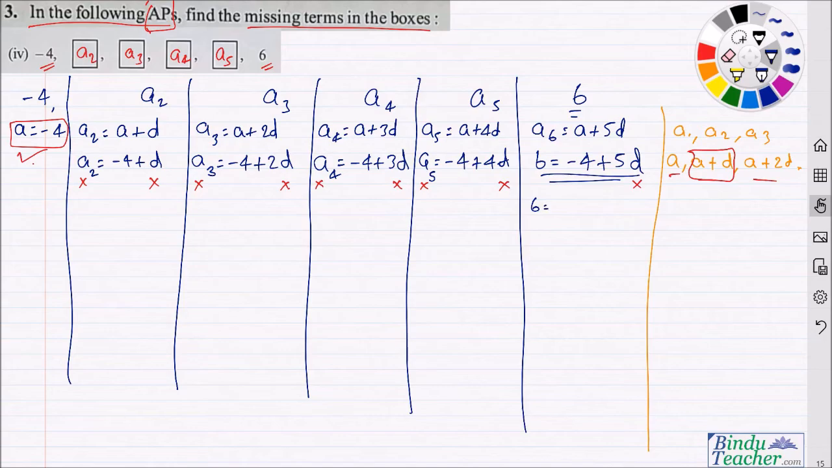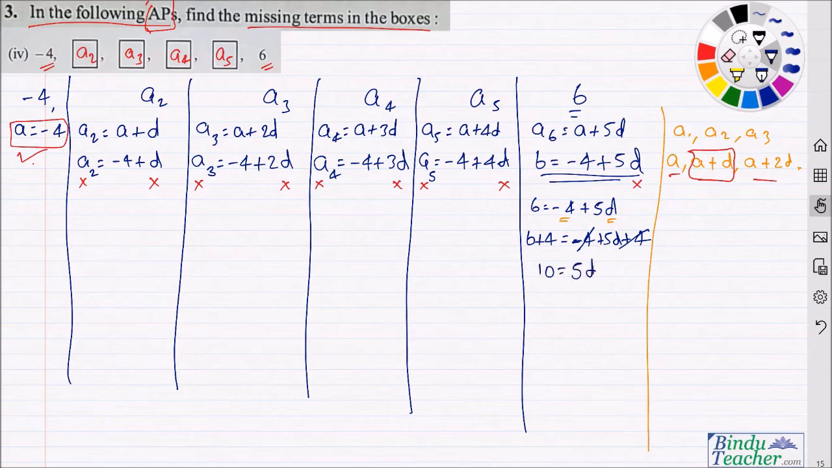So we'll write 6 equals -4 plus 5D. I want to find the value of D. First I'm going to remove this -4. How will I do that? I will do that by balancing the equation. Now I want to get rid of -4, so I'll do plus 4 here. Whatever we do on the right hand side should also be repeated on the left hand side. So we remove -4 plus 4, they cancel out each other. We are left with 6 plus 4 equal to 10 equals 5D.